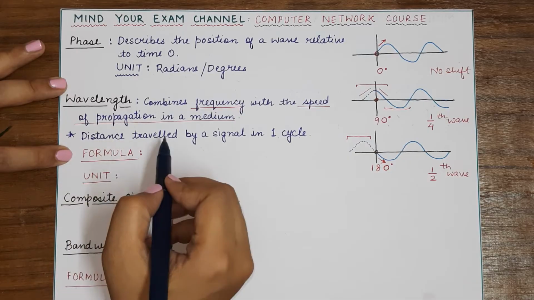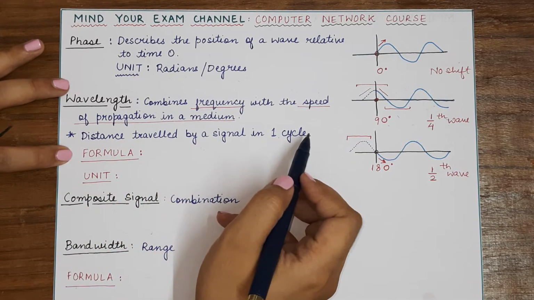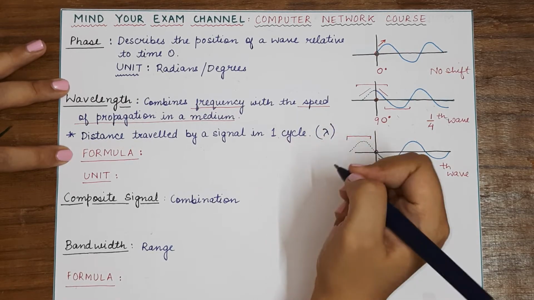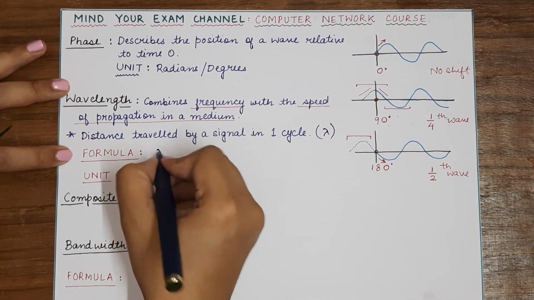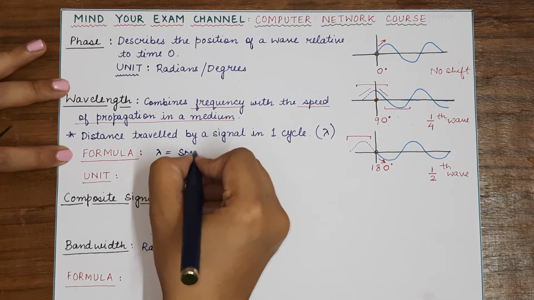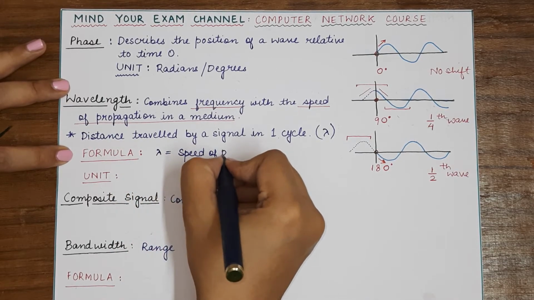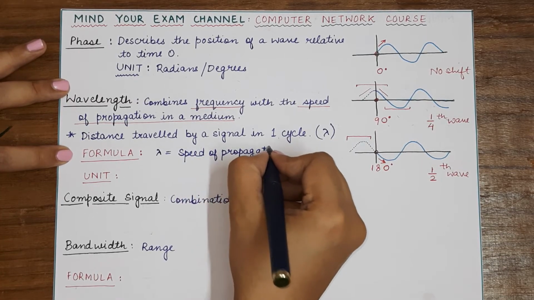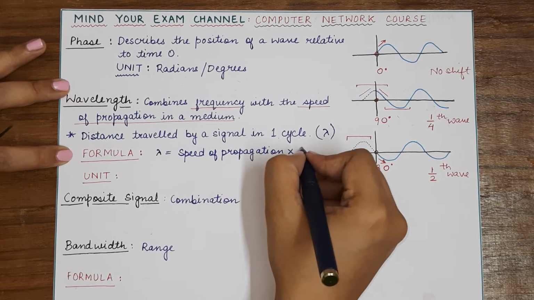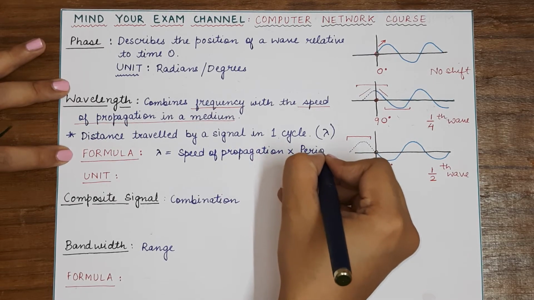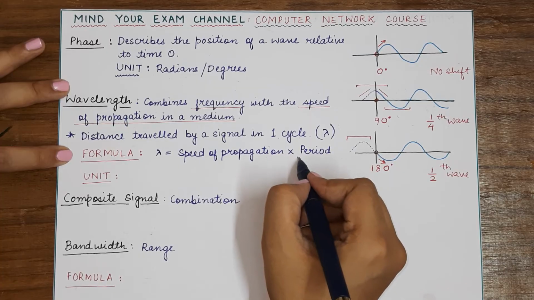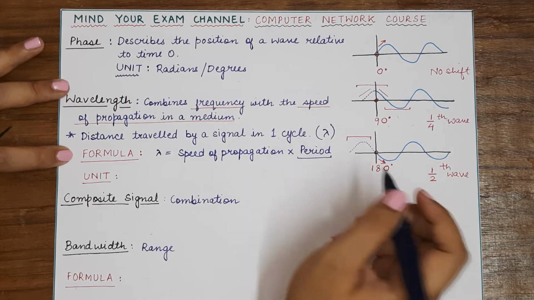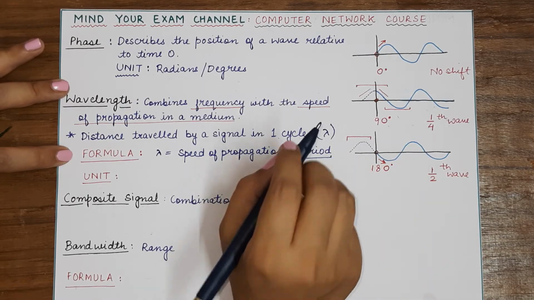So the distance traveled by a signal in one cycle is known as the wavelength, and wavelength is generally denoted by this sign. And the formula for wavelength is speed of propagation of the signal multiplied by the period of the signal. And if you do not have the period, you can replace this quantity by 1 upon frequency also, because we have learned that frequency and period are inverse of each other.